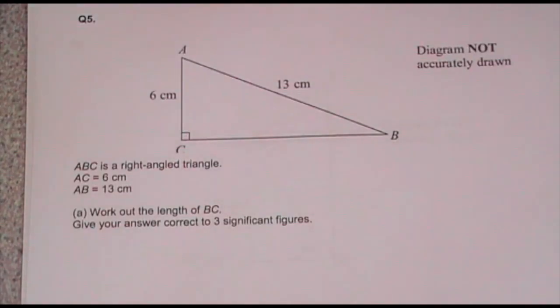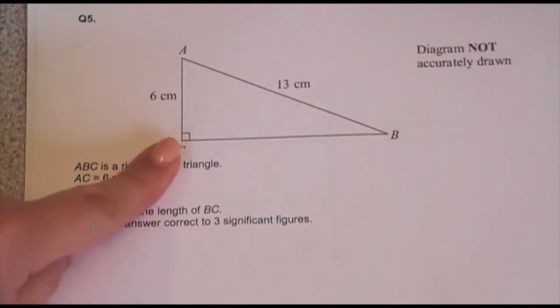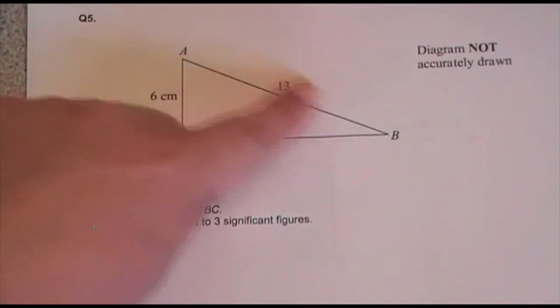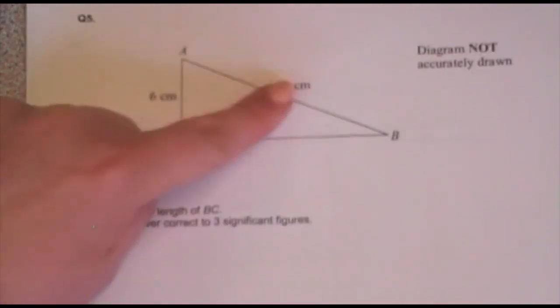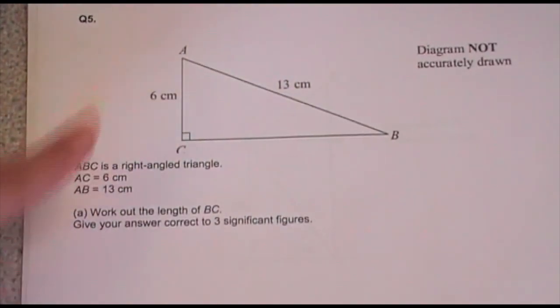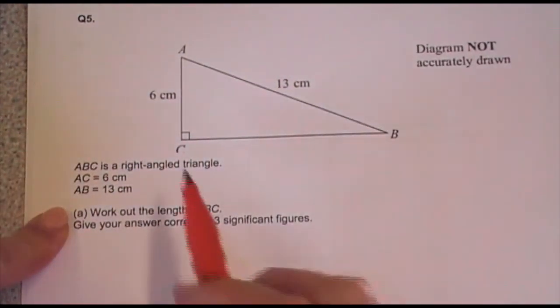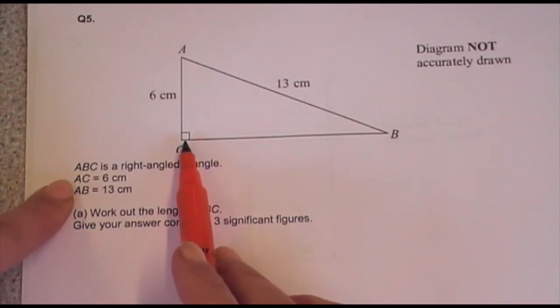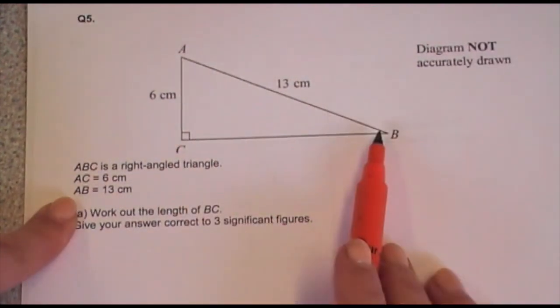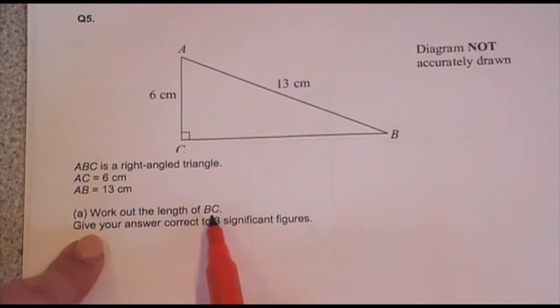Okay, question 5 is a two-parter, part A and part B. I can see there's a right angle triangle. I'm going to very quickly do my triangle checklist. Is it right angled? Yes. Are there 3 sides in use? Oh, hang on. Well, there's only 2 drawn on there. Let's have a look what the question wants. ABC is a right angle triangle. AC is 6. AB is 13. Work out the length of BC.